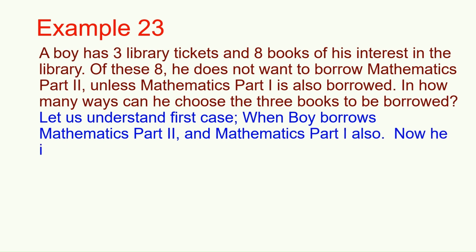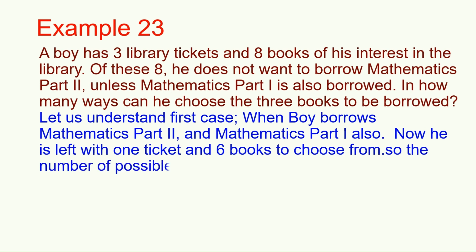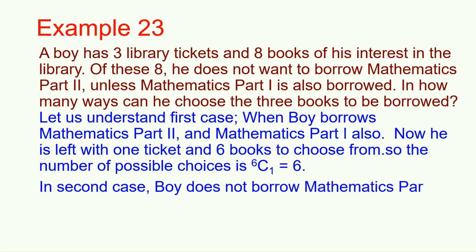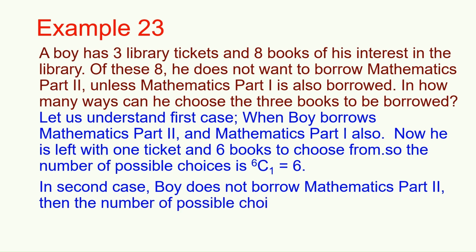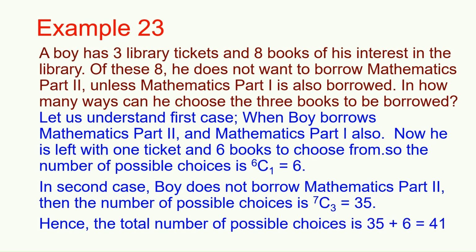Let us understand. First case: when the boy borrows Mathematics Part 2 and Mathematics Part 1 also. Now he is left with 1 ticket and 6 books to choose from. So the number of possible choices is 6C1 equals 6. In the second case, the boy does not borrow Mathematics Part 2. Then the number of possible choices is 7C3 equals 35. Hence, the total number of possible choices is 35 plus 6 equals 41.